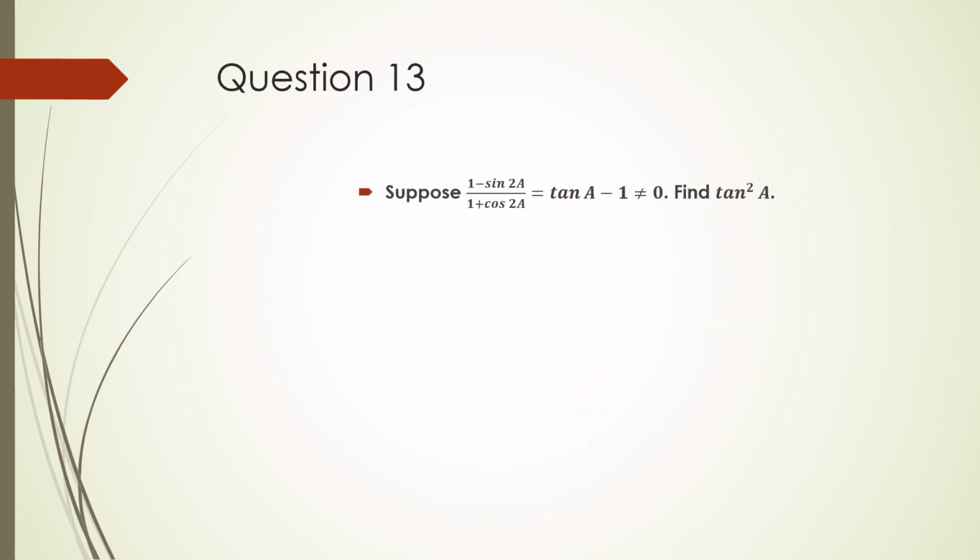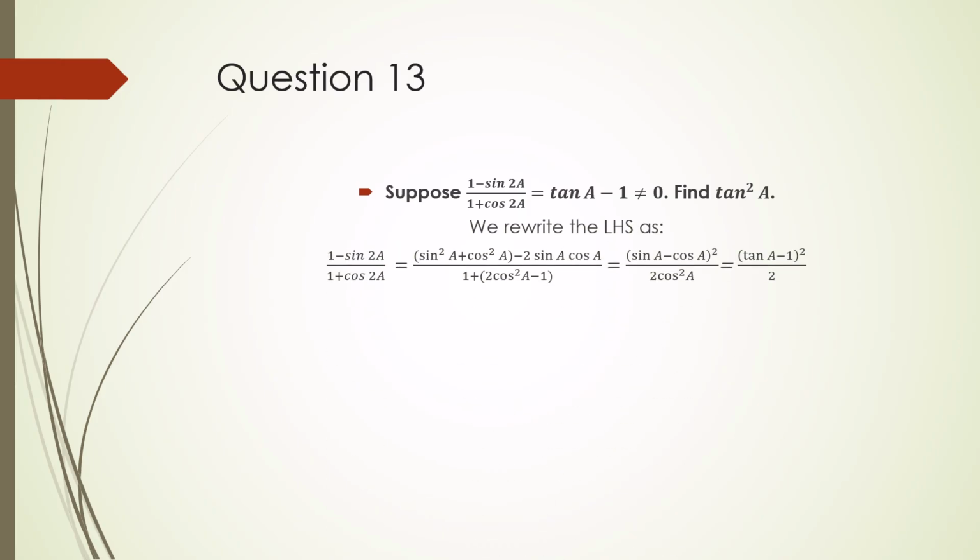The equation 1 minus sine 2a over 1 plus cosine 2a is equal to tangent a minus 1, which is now not equal to 0. And we're tasked to find tangent square a. How do we approach this question? Let us try to simplify the left-hand side first.